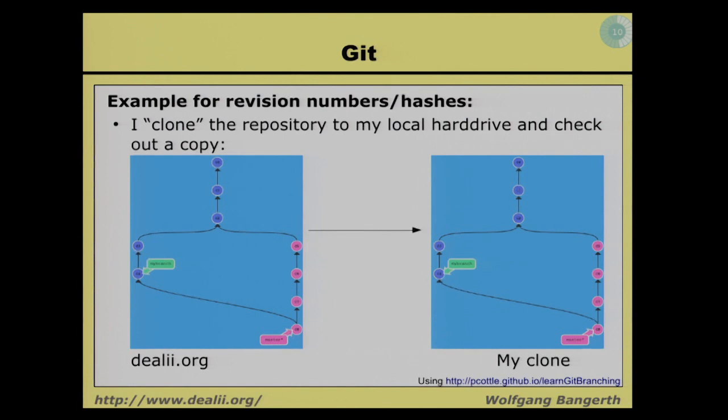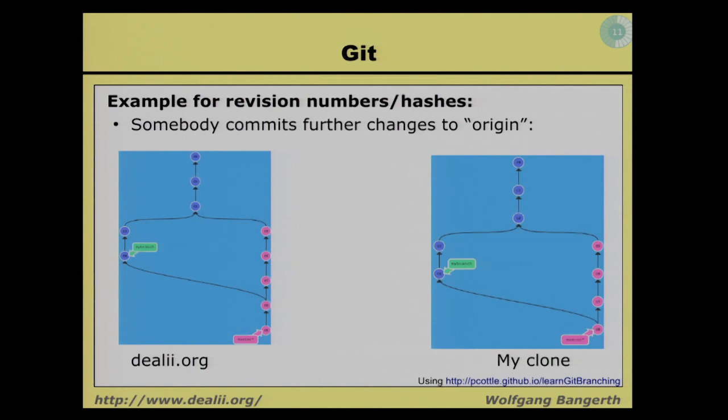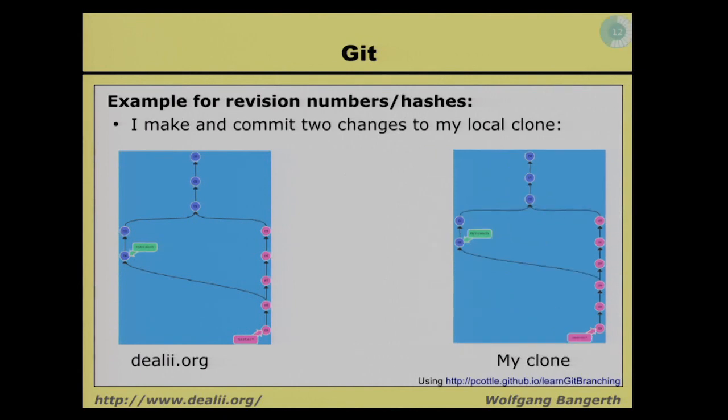Now I come along and I say, I want to do some development too. So I'm going to clone the repository to my local hard drive or to another repository online. There is now a repository at deal.II.org, and there's one that is my own clone, and I'm going to check out a copy. I'm going to create a working copy. That's a directory on my hard drive where I can actually work. I'm going to continue work. In the meantime, somebody else has committed something else into the main repository. So you see that this repository is now out of date relative to this one here. Now, I do some work. I commit 2 more changes over here.